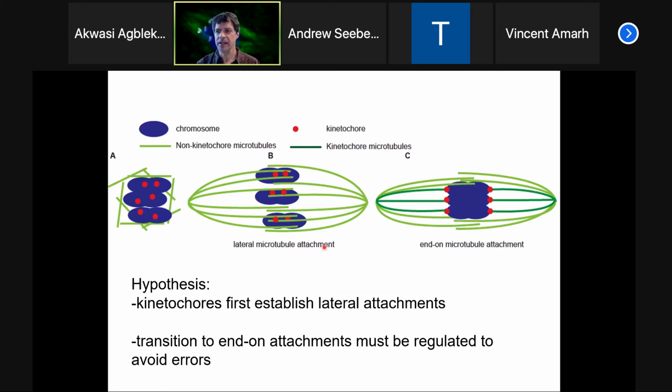Okay, so that led us to this model, which is that the way that bioorientation works is for the chromosomes to associate laterally first, figure out their bioorientation, and then make end-on attachments when they've done it successfully. So the hypothesis is that kinetochores, via SBC105R, first establish lateral attachments, error correction is done, and then they transition to end-on. It's important to not make end-on attachments until all errors have been corrected.